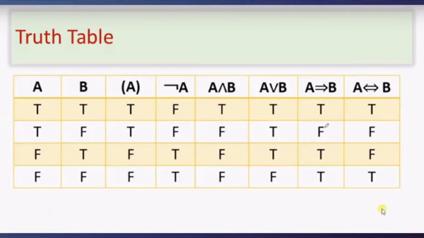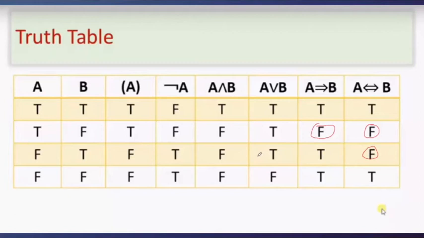So what are the things here? If true implies any false statement, then the overall statement will be false. Now here, if false implies true, it will be false, or true implies false, it will be false, right? So there are some three conditions that we'll have to see, how it came.